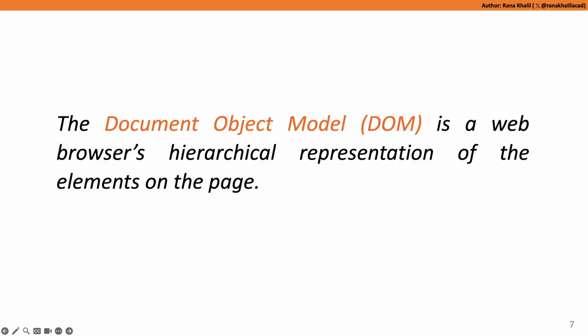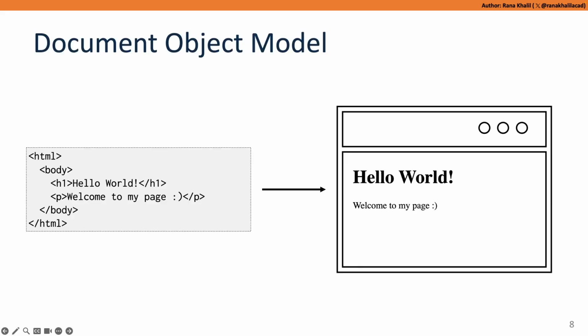The document object model, or in short DOM, is simply a web browser's hierarchical representation of the elements on the page. Let's take an example to better understand this. We've got a minimal web page over here that displays the message Hello World. Now, this is the HTML document that makes up the web page.